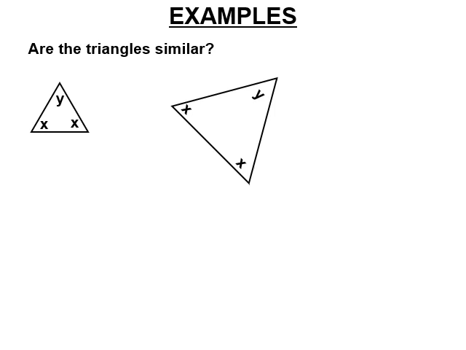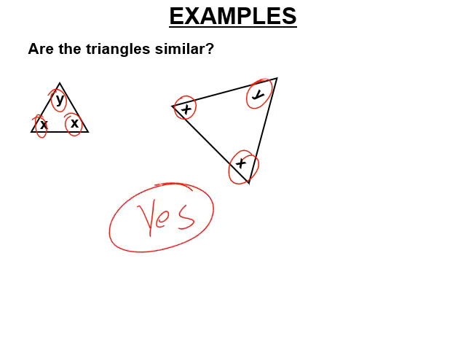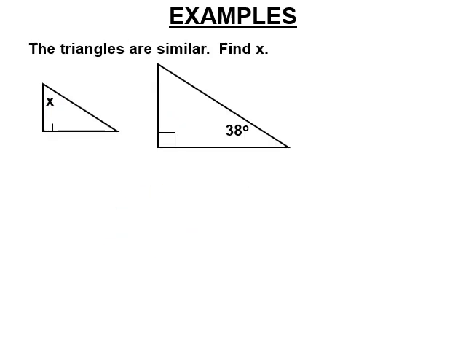How about there? We have a y there, and a y there, an x there, an x there, an x. So the angles are the same. One is spun a little bit. Does that matter? No. So the angles are the same. One is bigger than the other. Yes, they're similar. So the triangles are similar.